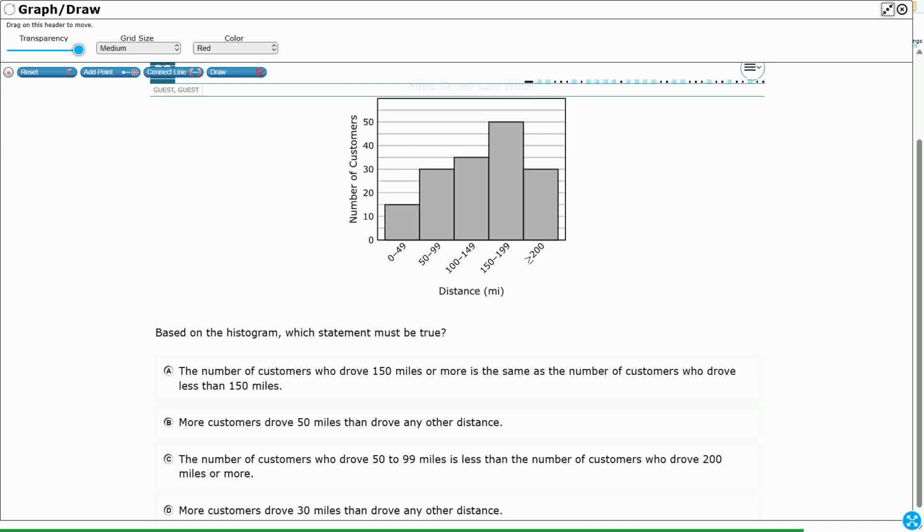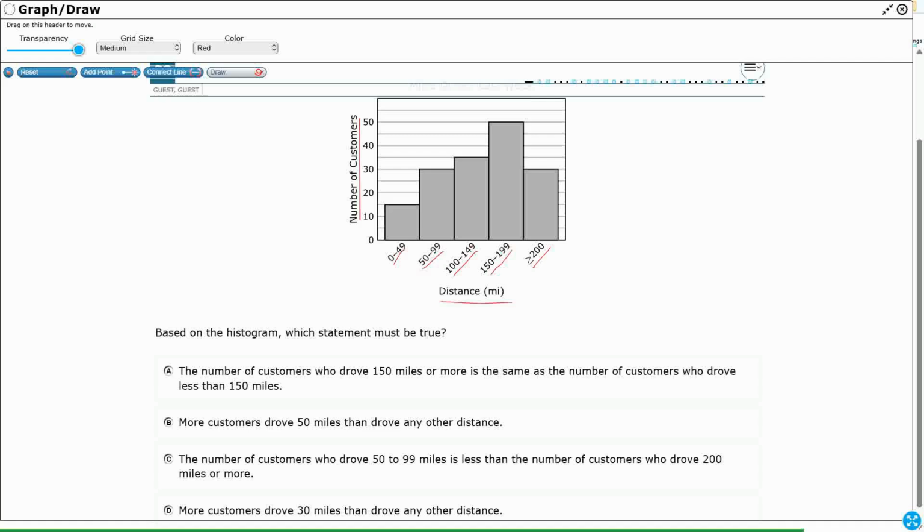All right, so on our x-axis going across, we've got our distance. And then on our y-axis going up and down, we've got the numbers. Now here's the interesting thing about a histogram. A histogram has ranges. It looks like a bar graph, but look at these ranges: 0 to 49, 50 to 99, 100 to 149, 150 to 199, and greater than or equal to 200.